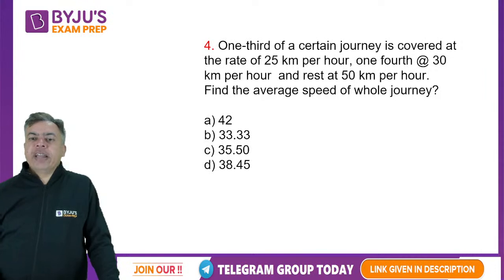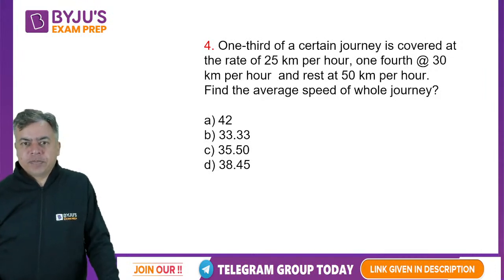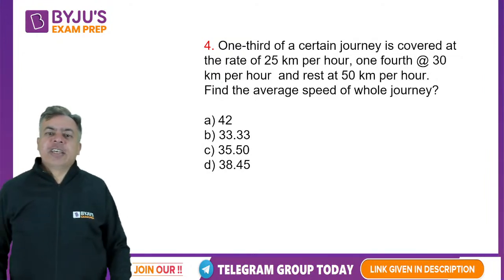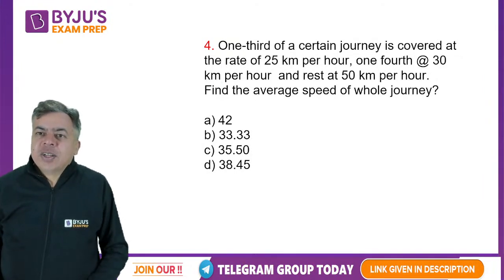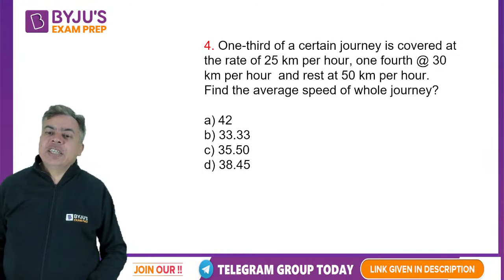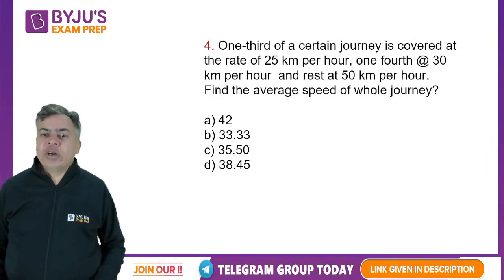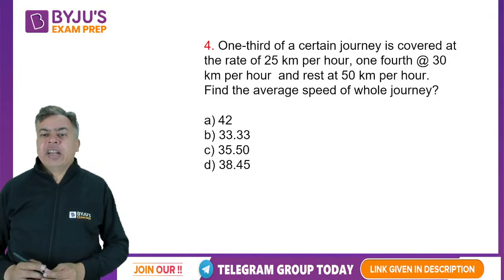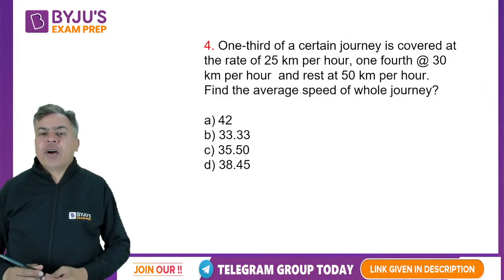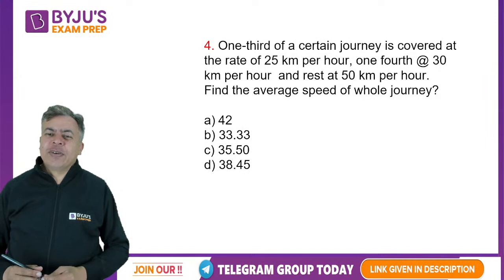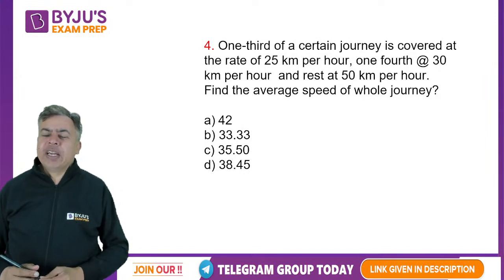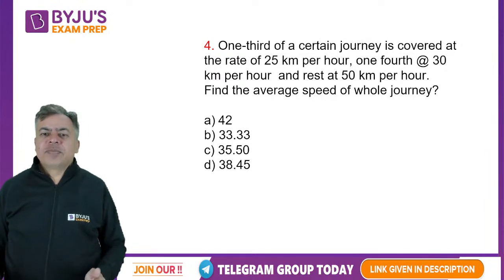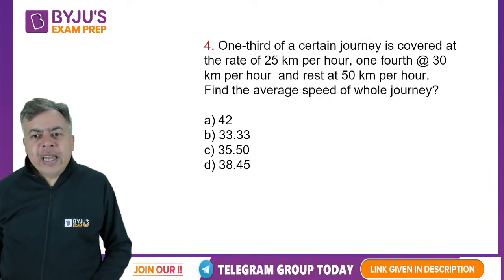Okay, let's move to the next question. Now the next question is, 1/3 of a certain journey is covered at the rate of 25 km per hour, 1/4 at 30 and the rest at 50. Find the average speed of the whole journey. This is very, very simple. You can take any distance.